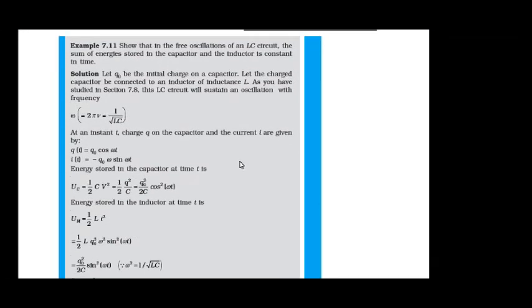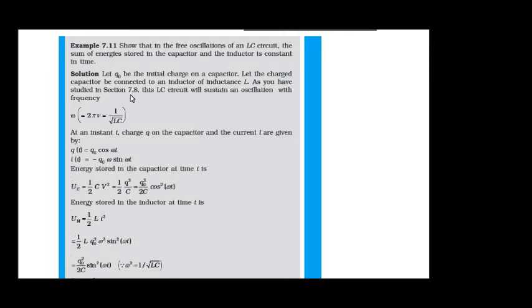Okay, let us do a few of the sums. Example 7.11. Show that in free oscillations of an LC circuit, the sum of the energies stored in the capacitor and the inductor is constant in time. Solution: let Q naught be the initial charge on the capacitor. Let the charged capacitor be connected to the inductor of inductance L.